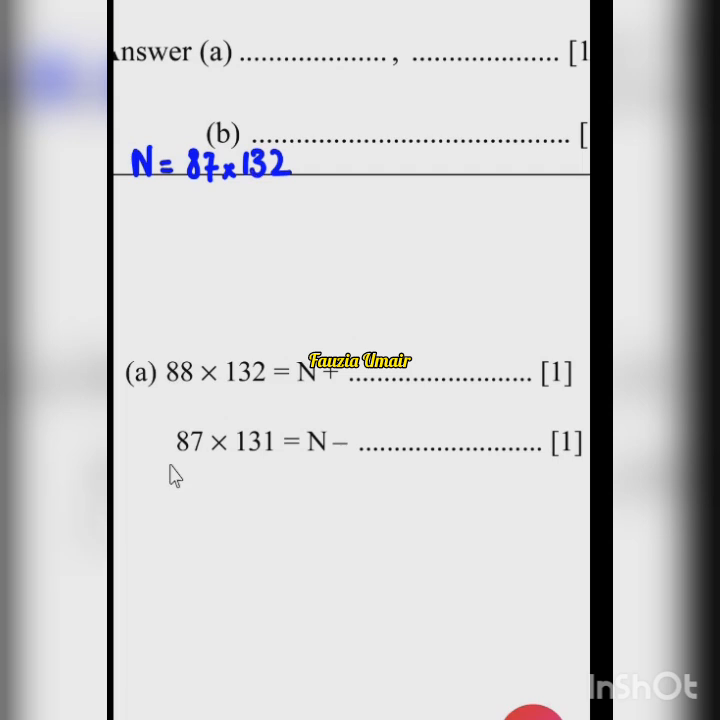So to change this expression, I can write 88 into 132 as 87 plus 1, into 132. This is just like what we do in algebra, so we are doing the same steps in numbers. I am getting a hint that something is being added to n, so I have separated 87 and 1. Why? Because 87 into 132 would be n.